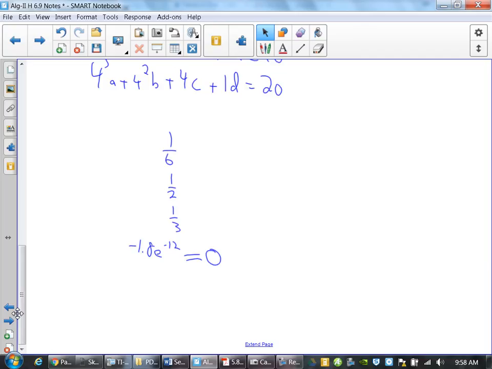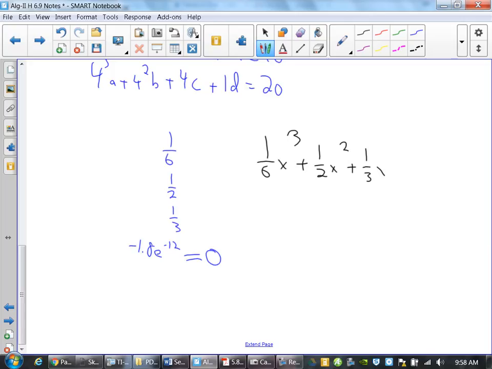Did you guys all get that? That just means your function looks like this. So 1/6 x cubed plus 1/2 x squared plus 1/3 x is y. That's all it means. In this case, it means there is no constant value. There is no, what do we call it? Real number.